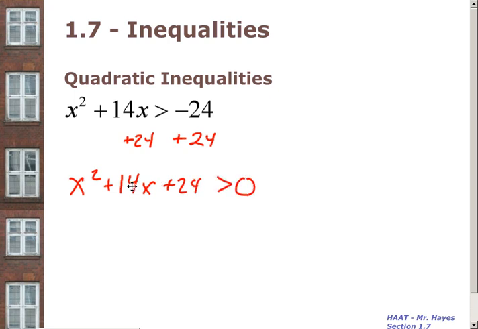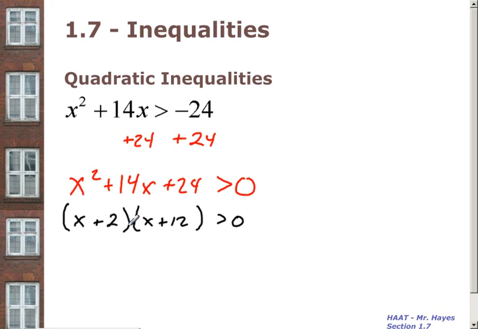At this point, again, just like before, you're going to factor this out. Now, this is where things change a little bit. You're still going to factor it out, but what we do with the solutions is going to be the different part. Two numbers that multiply to 24 and add up to 14 are 2 and 12. So you get (x plus 2)(x plus 12) is greater than or equal to 0.